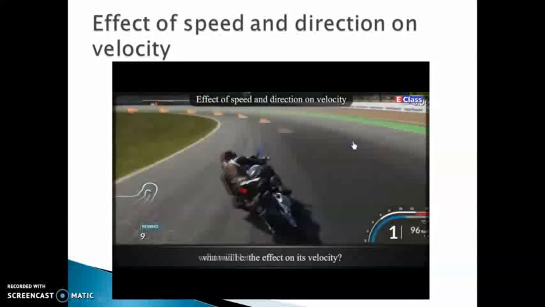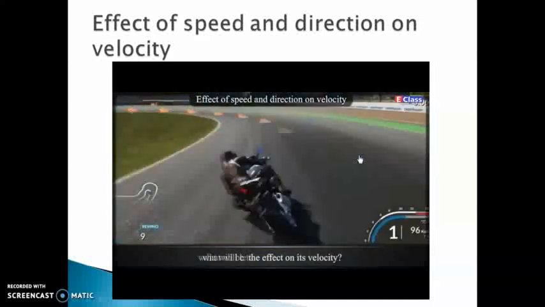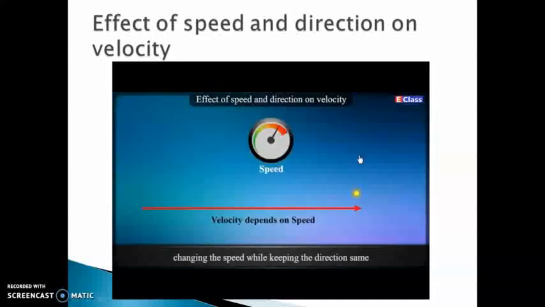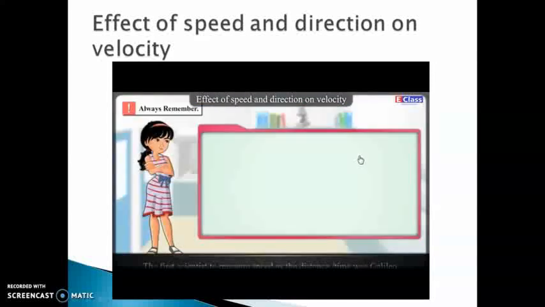It is clear from the above that velocity depends on speed as well as direction, and that velocity changes by 1. Changing the speed while keeping the direction same. 2. Changing the direction while keeping the speed same. 3. Changing the speed as well as the direction. Okay, so we can see that in all the three cases the velocity is changing. So whether you change its direction, or you change the speed, or you change both, in all the cases it is going to affect the velocity.